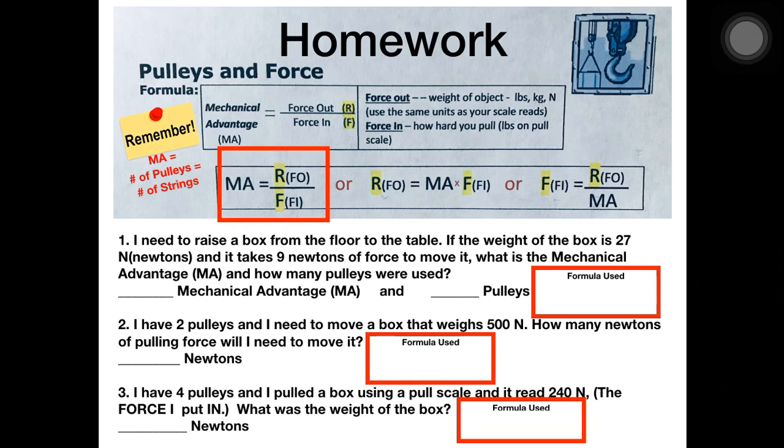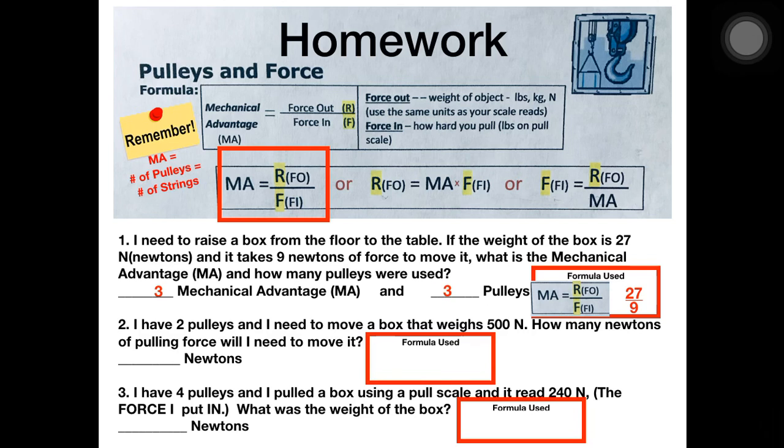We have the R of 27, we have the F of 9, and we can see that the last part of our question says, what is the mechanical advantage? So that is what we are solving for. Let's move our formula into our formula box. MA equals R divided by F. R, 27, divided by F of 9. 27 divided by 9 gives us a mechanical advantage of 3. And we know then that he was using 3 pulleys.